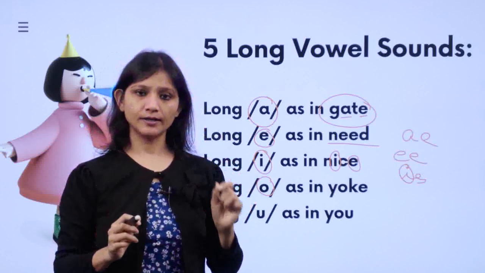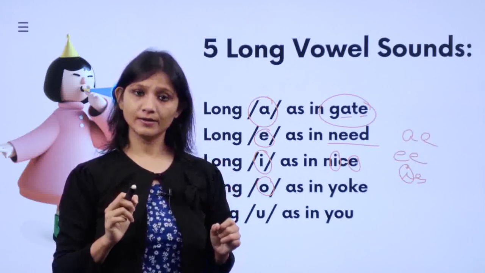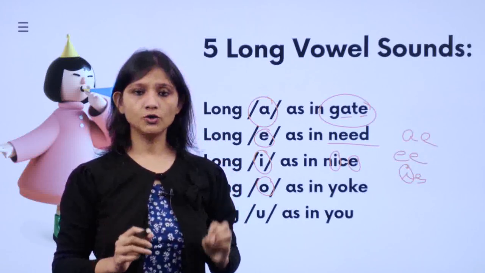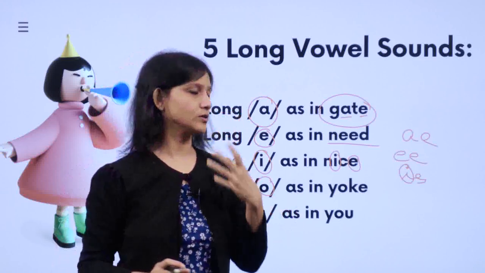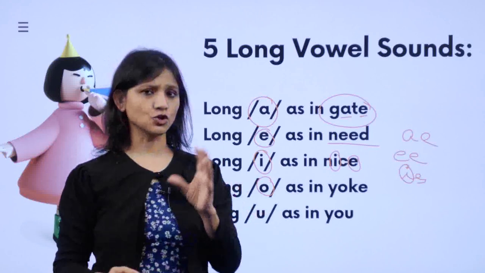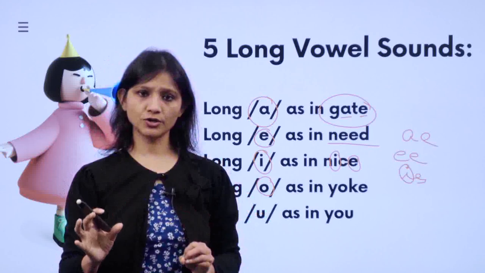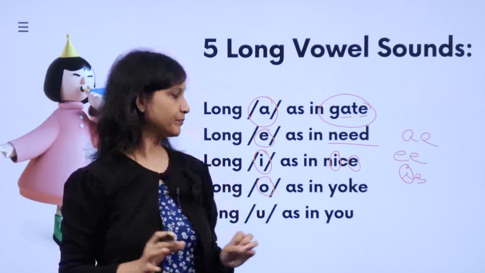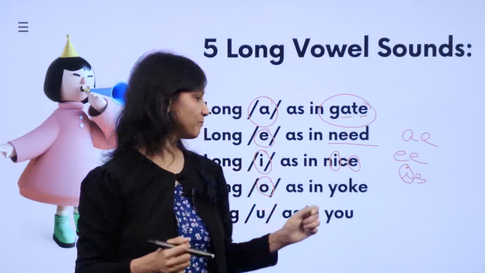A, A, E, A, I, E, O, A, U, A. These are the short sounds. Now we are looking at the long sounds. All right. Now, long O sound. What did we see? Short sound of O or the phonic sound of O as A, orange. Okay. Orange. Now we are going to see the long sound of O.